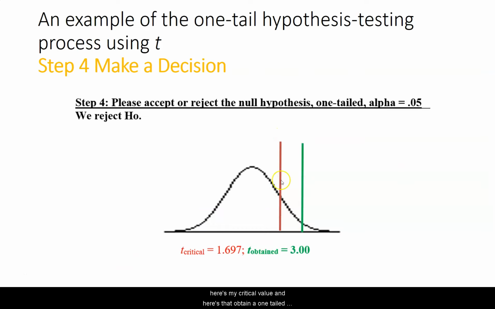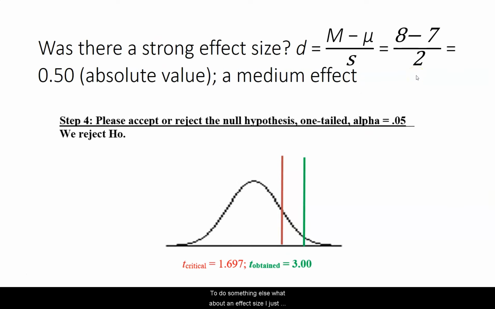Here's my critical value, and here's that obtained value. One-tailed alpha of .05. Again, really no decision to make. It's just right there as though I were looking at a scale. Can we do something else? What about an effect size? I just plug numbers in. The sample mean is 8. The population mean is 7. The standard deviation was 2. 1 over 2, of course, is 0.50. That's kind of a medium effect. So there is some kind of medium effect for having massaged the mothers, if you will.